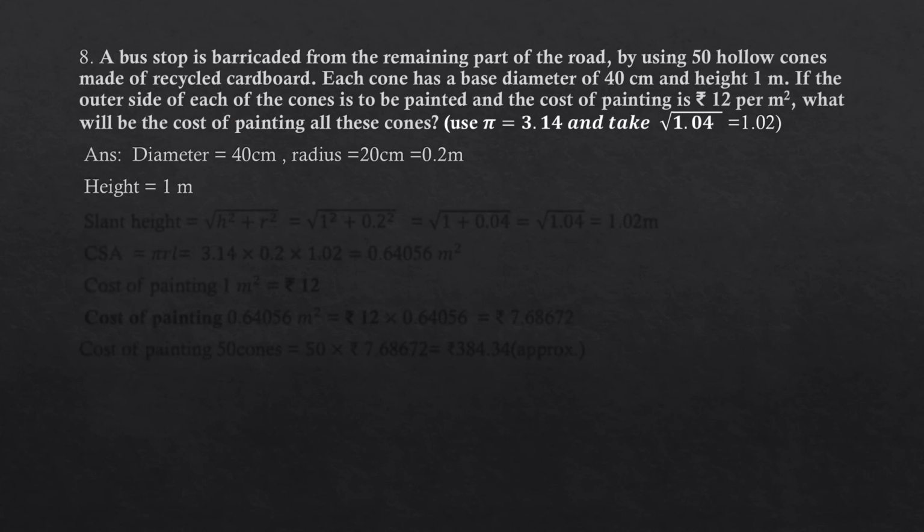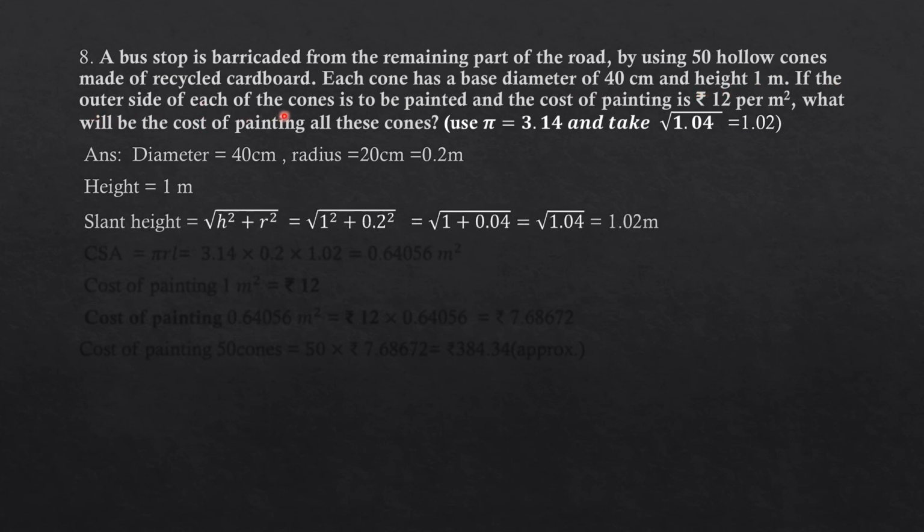Question number 8. A bus stop is barricaded from the remaining part of the road by using 50 hollow cones made of recycled cardboard. Each cone has a base diameter of 40 cm and height 1 meter. If the outer side of each of the cones is to be painted and the cost of painting is rupees 12 per meter square, what will be the cost of painting all these cones? We are asked to take the value of π as 3.14 and square root of 1.04 as 1.02 meter.